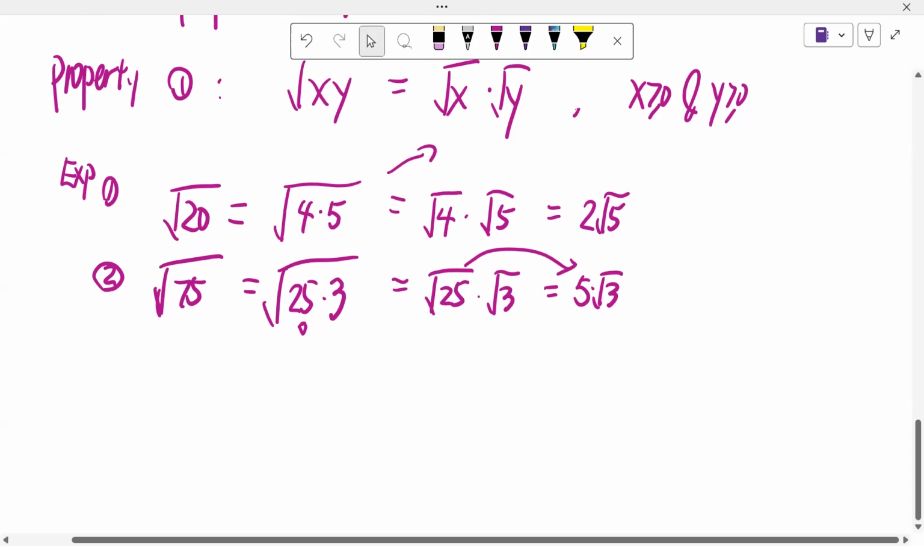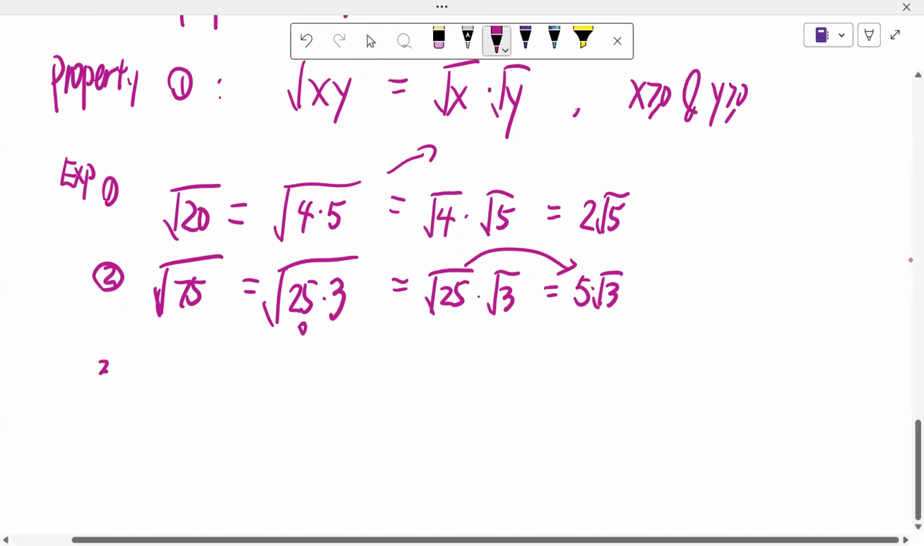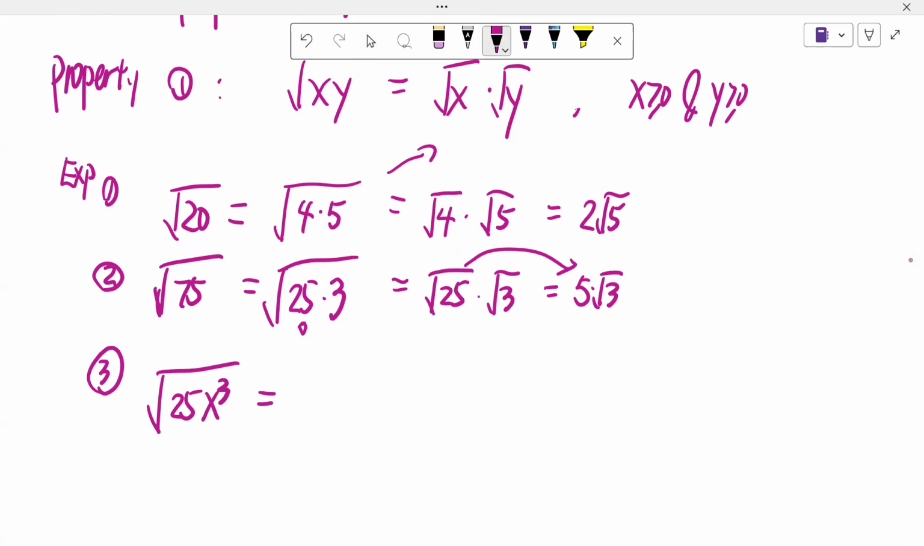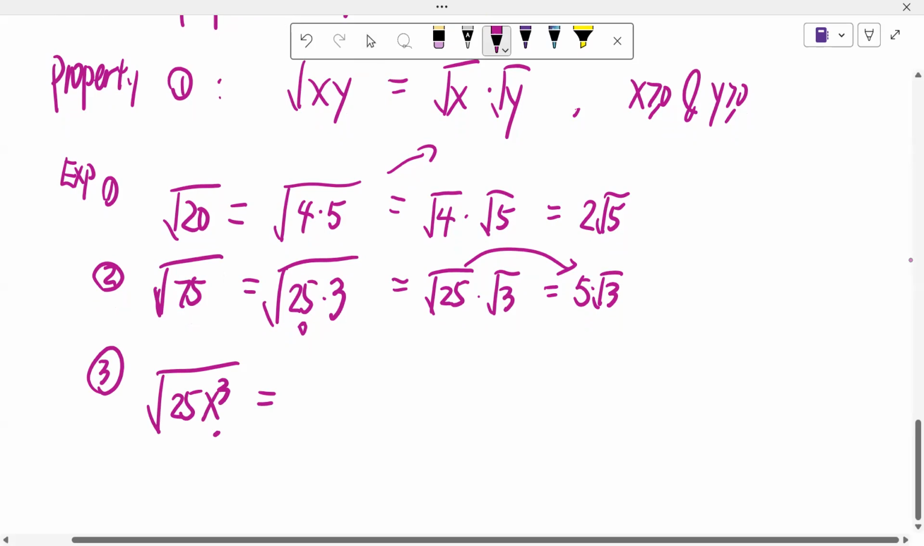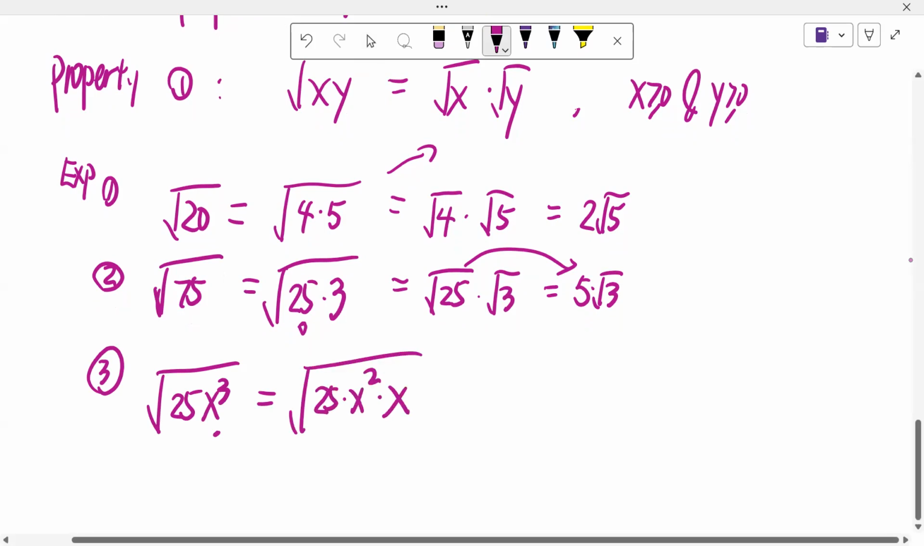Now let's take a look at another one. Let's say we get the square root of 25x cubed. Okay. Now again we're going to simplify this, right? 25 is already a perfect number, which is good, but x cubed is not a perfect term. So break down x cubed as x squared times x. Now, as you can see, what is the square root of x squared?